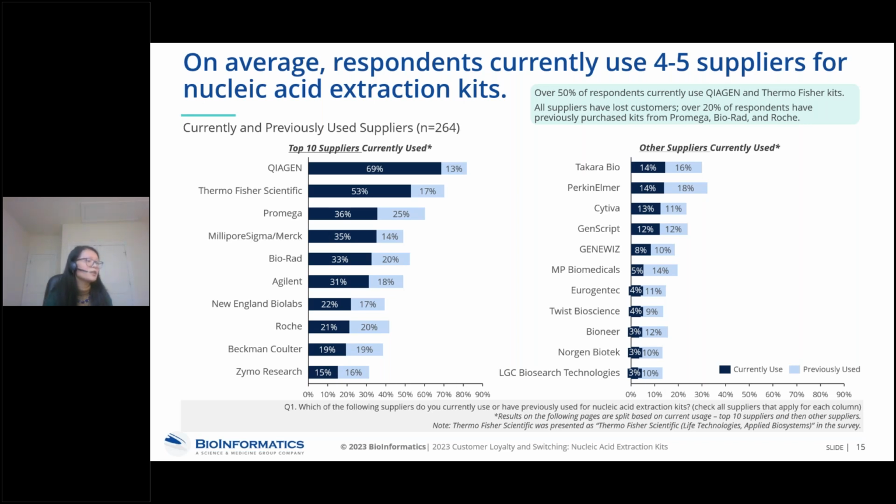What we see here in the dark blue is current usage, and the pale blue is previous usage, indicating this percentage of respondents had previously purchased from that supplier for nucleic acid extraction kits, but may have switched away. So all suppliers have lost customers, and over 20% of respondents have previously purchased kits from Promega, Bio-Rad, and Roche, but no longer purchase these kits.